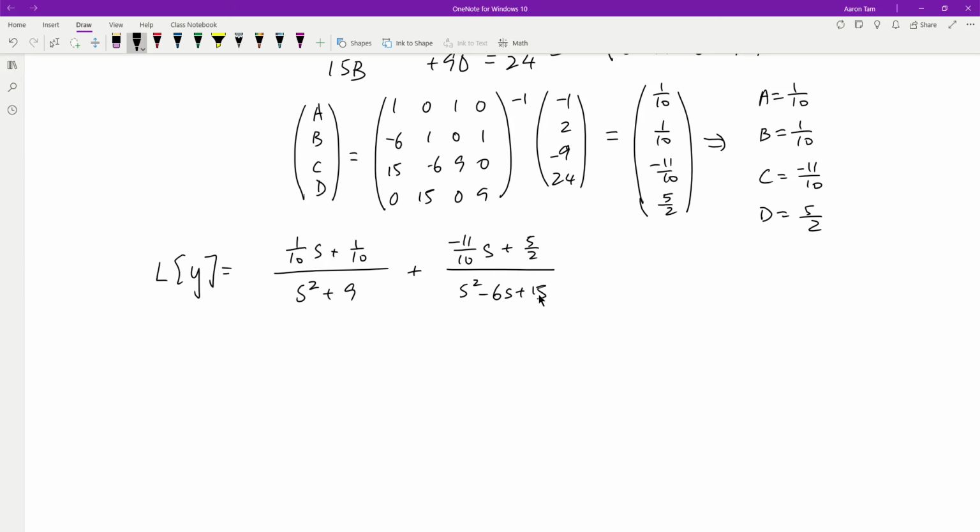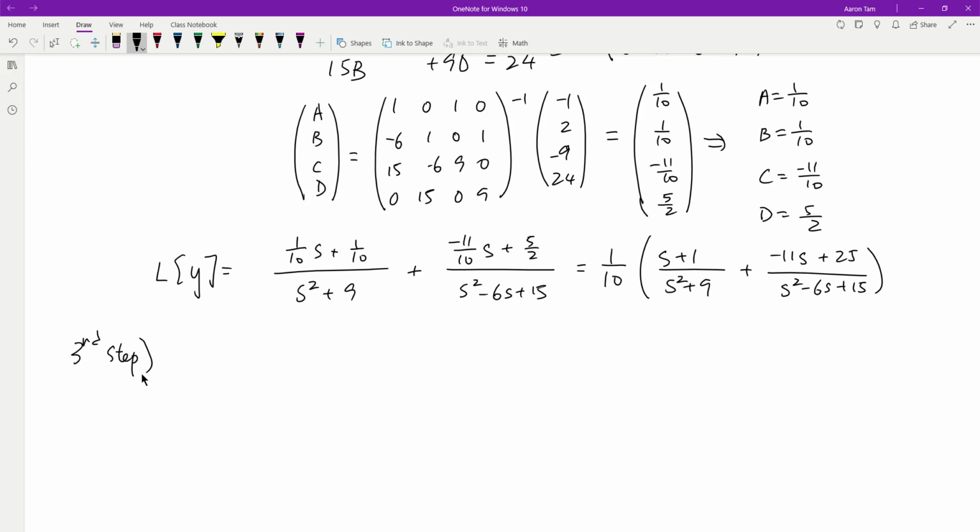I could definitely do the following. If I'm looking at this correctly, I can pull out a 1/10 from all of them. Then what I have will be s plus 1 over s squared plus 9, and this one would be negative 11s plus 25 over s squared minus 6s plus 15. That's pretty good, and that would be what the Laplace transform of y is equal to. So now comes the third step.